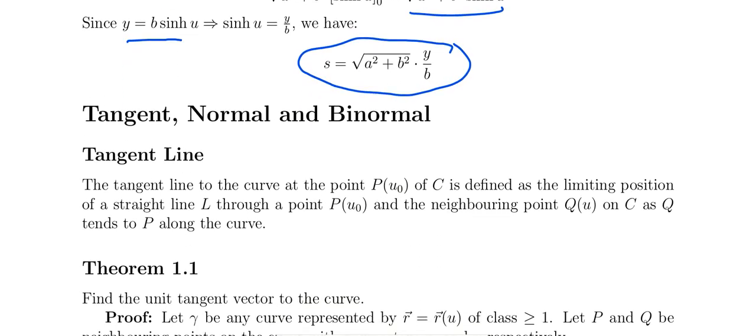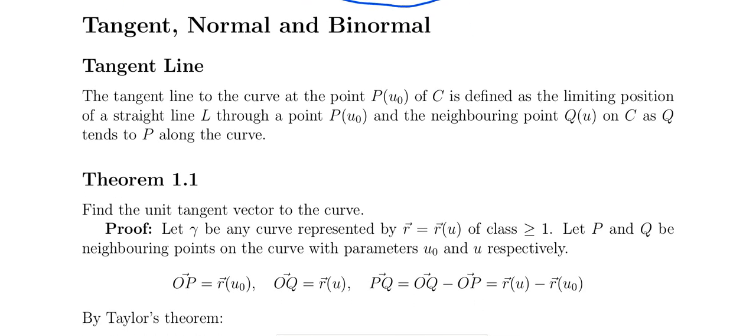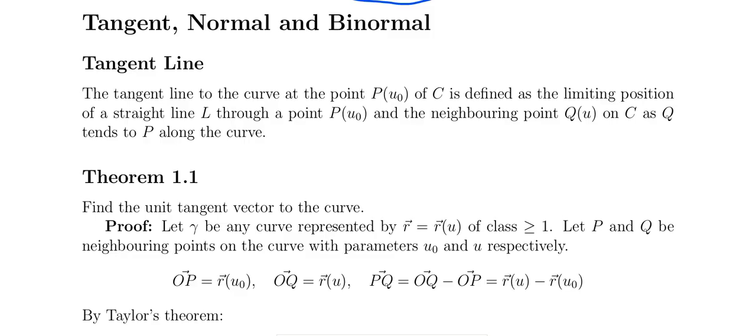The next one is the tangent, normal and binormal. The tangent line to the curve C at a point P of u naught is defined as the limiting position of the straight line L through the point P of u naught. That means the touching line of a curve at the point is called the tangent line at the point. Am I correct? It is the limiting position of the line through P and a neighboring point Q of u on C as Q tends to P along the curve.